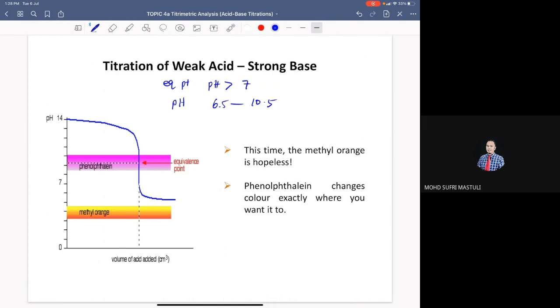So this time, the methyl orange is hopeless. We cannot use the methyl orange because it is further away from the equivalent point. The equivalent point is above pH 7. So we can use phenolphthalein. The phenolphthalein changes the color exactly where you want it to. Okay, it's within the purple color band.